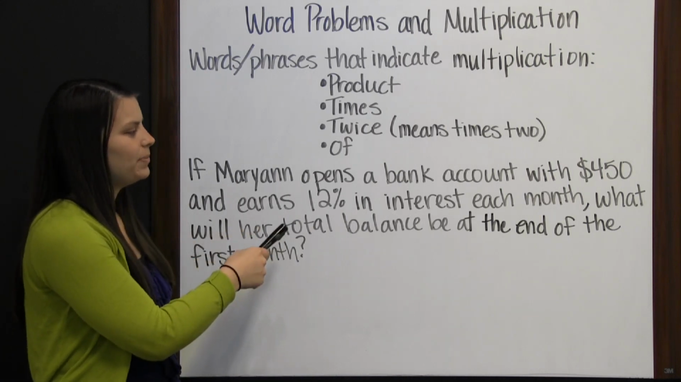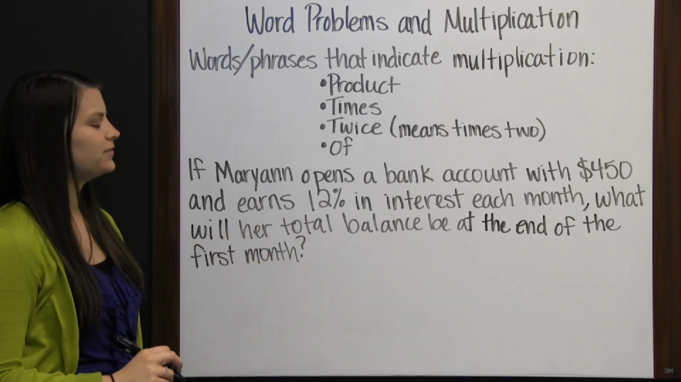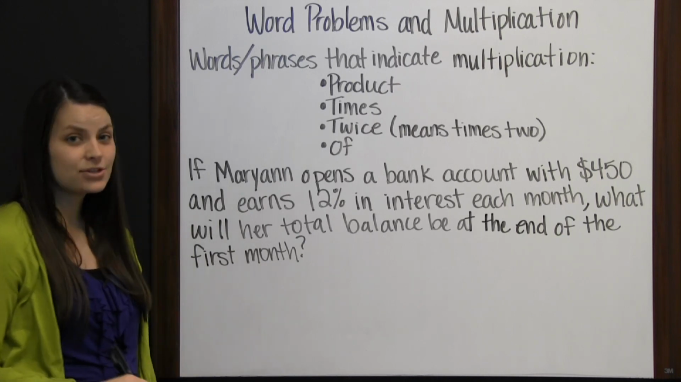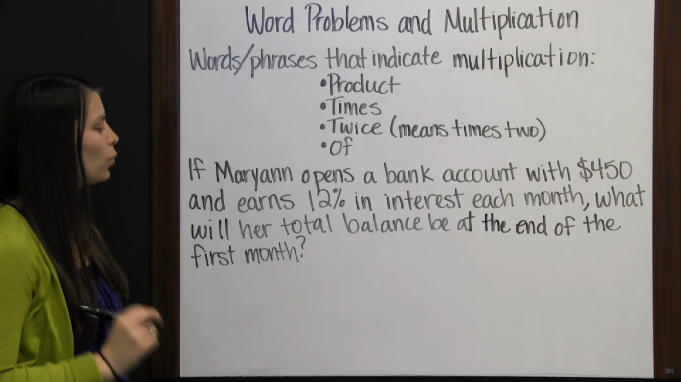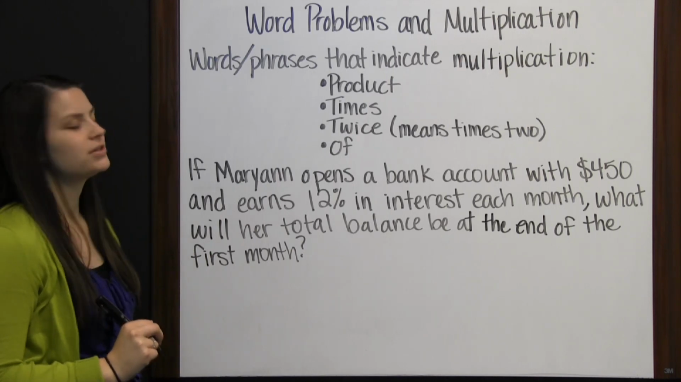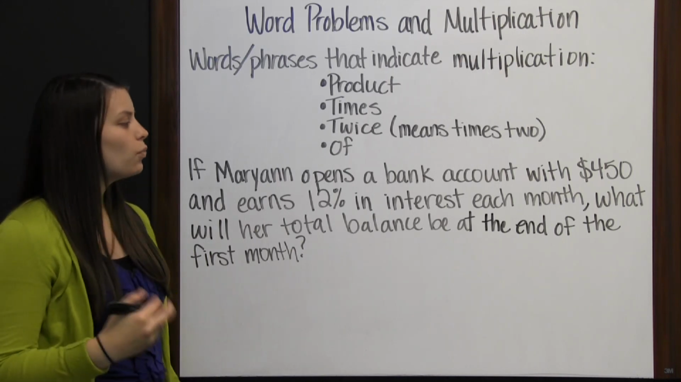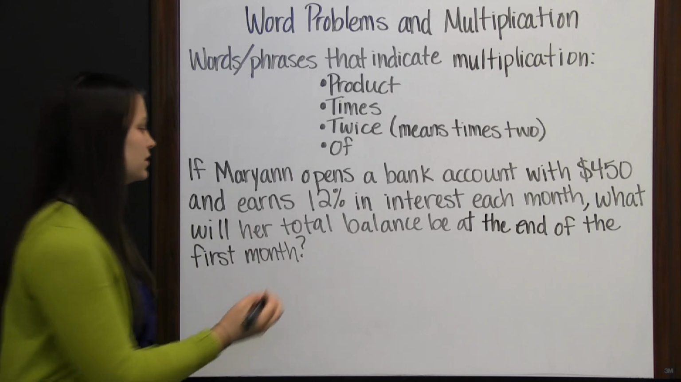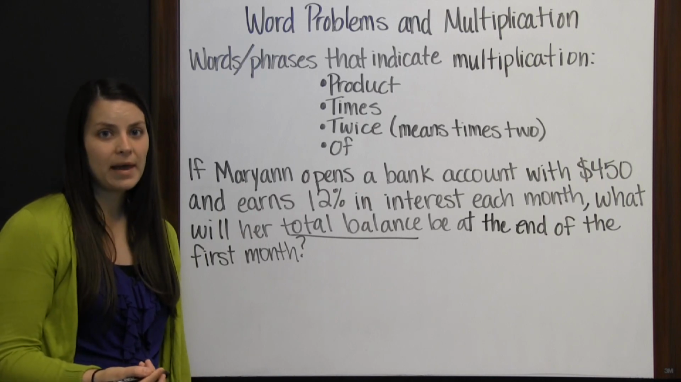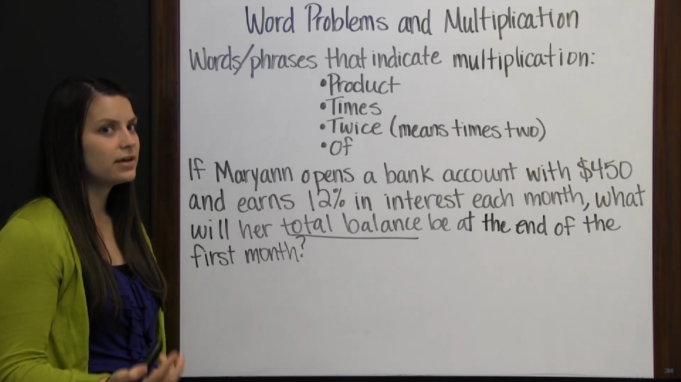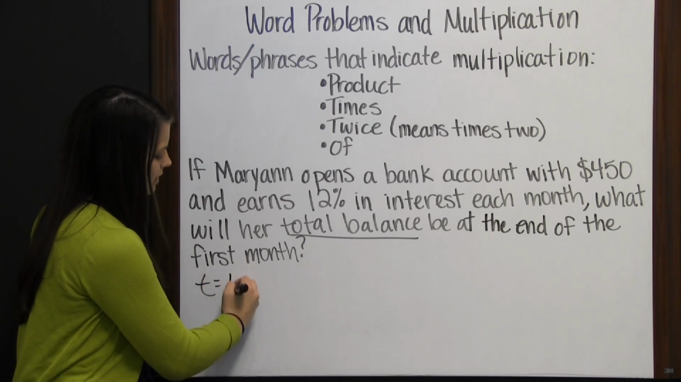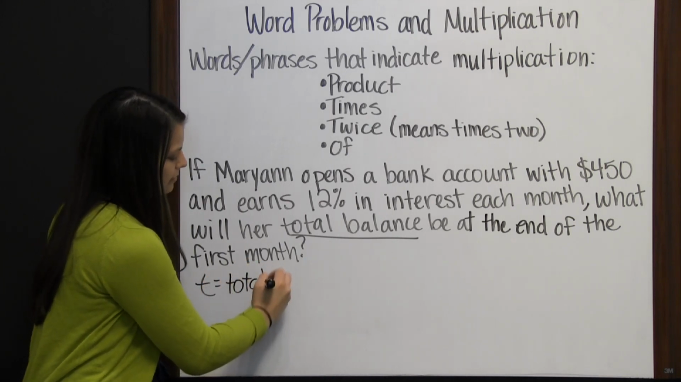If Marianne opens a bank account with $450 and earns 12% in interest each month, what will her total balance be at the end of the first month? So what they're asking us to find is our total balance. Since I don't know the total balance, then I'm going to have to use a variable for that. So let's say T then is going to be our total balance.